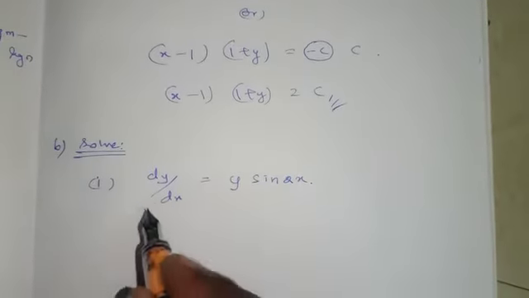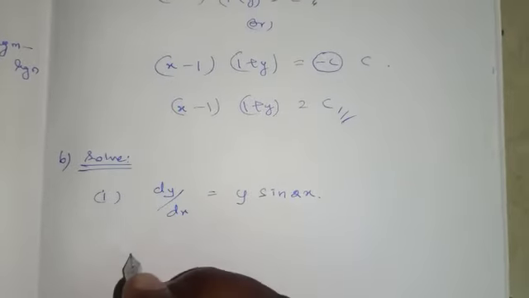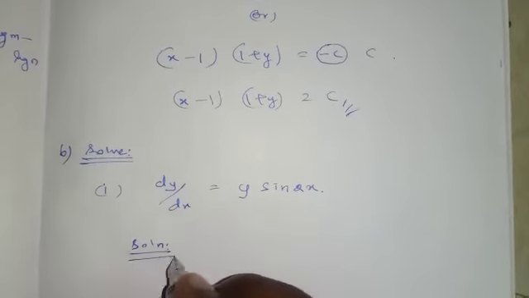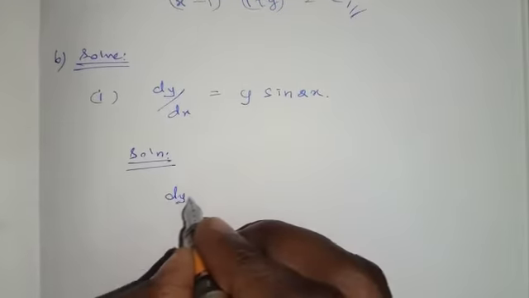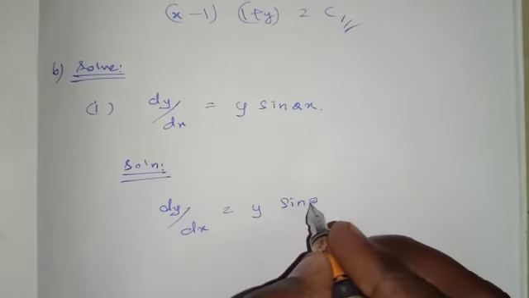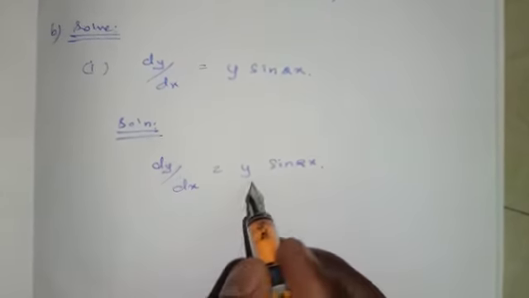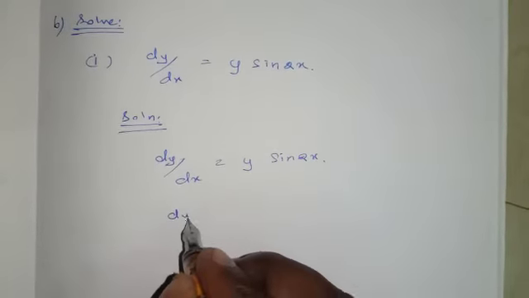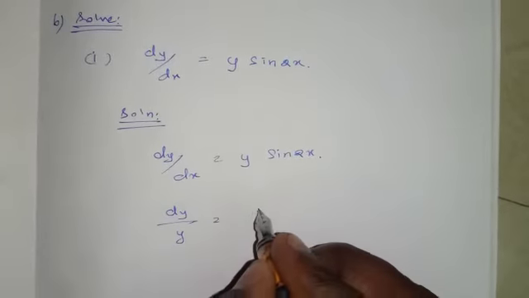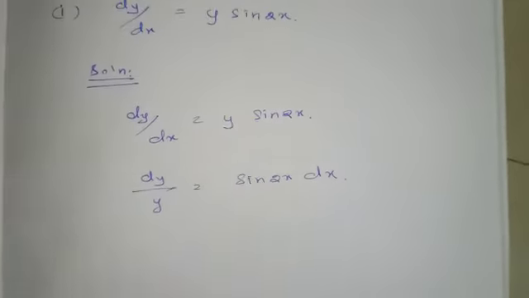So, sixth sum, first subdivision: dy by dx is equal to y into sin 2x. Solution. dy by dx equal to y into sin 2x. So, the dx on the right hand side goes to the other side, and the y goes to the left. So, dy divided by y is equal to sin 2x into dx.